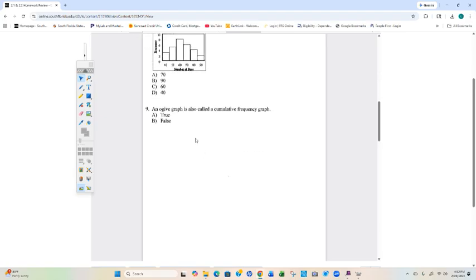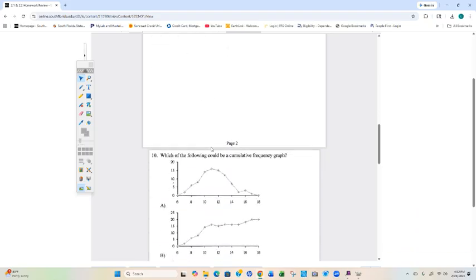Number 9, an ogive graph is also called a cumulative frequency graph. A is true, B is false. Okay, if you answered A, true, you are correct. An ogive is a cumulative frequency graph.